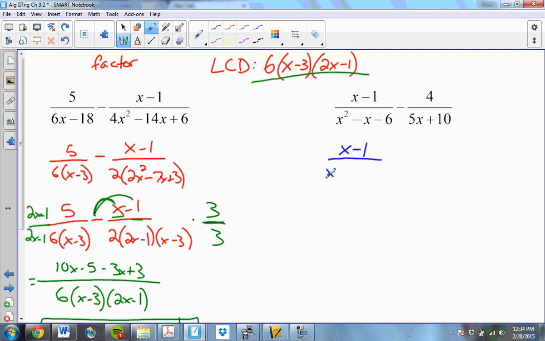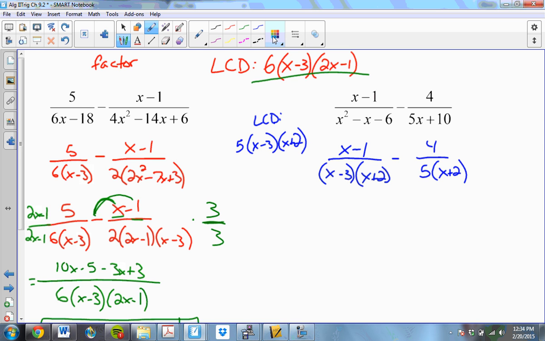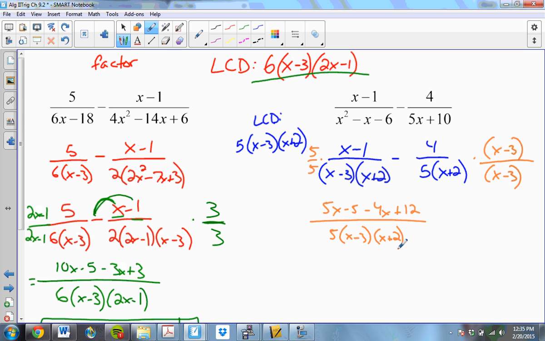x minus 1 over (x minus 3), minus 4 over 5 times (x plus 2)... So my LCD here is going to be 5 times (x minus 3) times (x plus 2). Which means that this needs an x minus 3 over on this side. This needs a 5. So I get 5x minus 5, minus 4x plus 12, over 5 times (x minus 3) times (x plus 2). 5x minus 4x is x, negative 5 plus 12 is 7. So x cannot be 3 or negative 2.